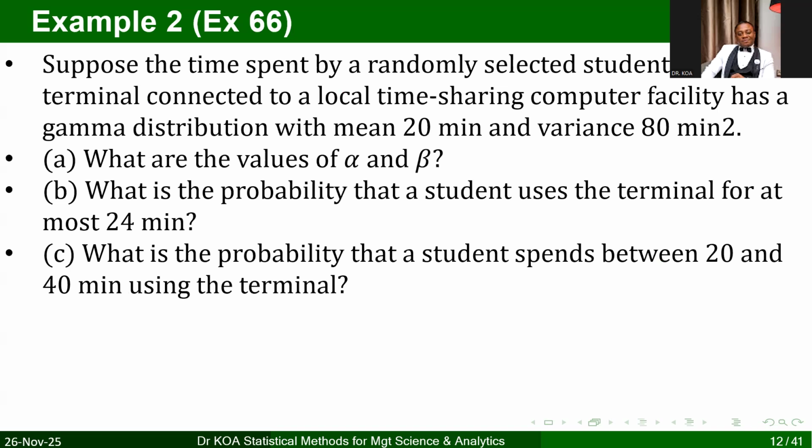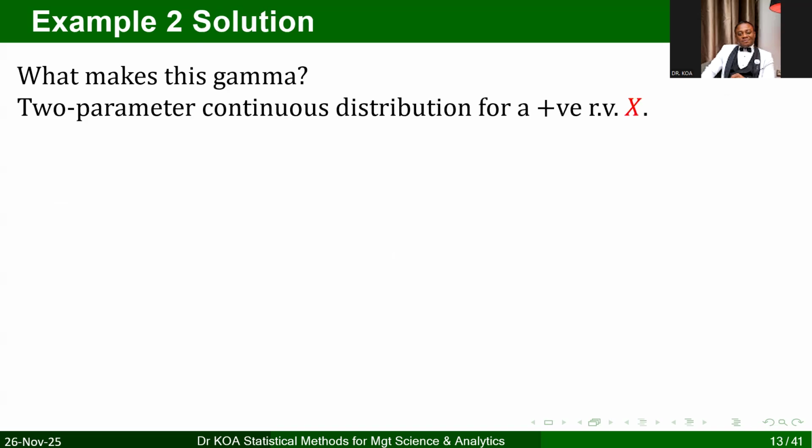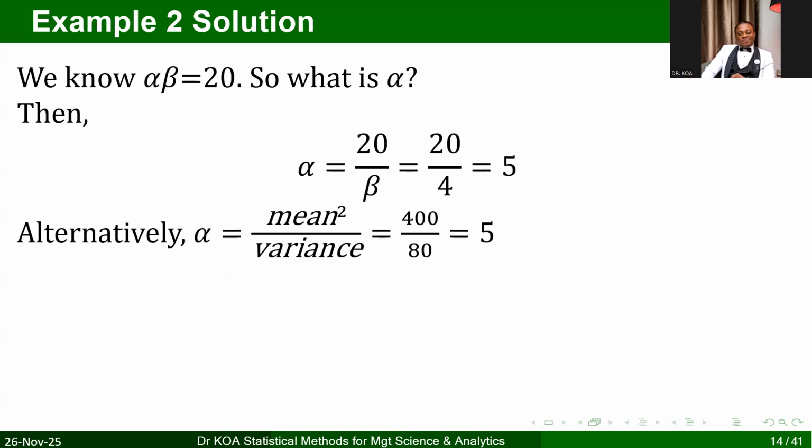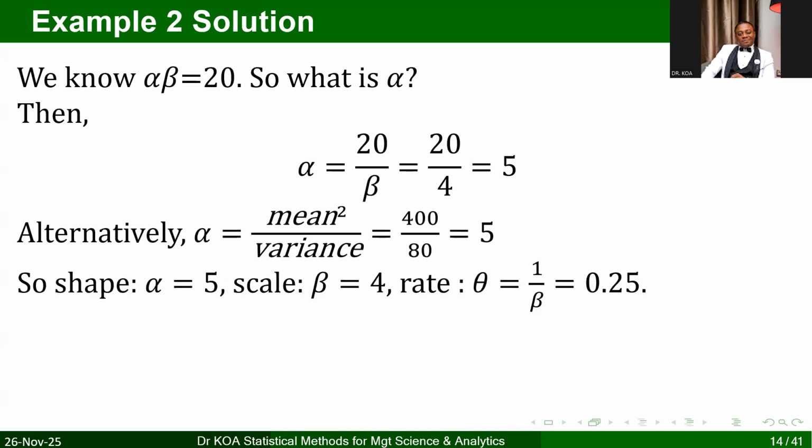Okay. What is the probability that a student uses the terminal for at most 24 minutes? Now that you know the values of alpha and beta. First of all, let's go back to the solution that we had here. So this was the alpha being 5 and then the beta being 4. So we have the element. Alpha is 5, beta, which is the scale, is 4. And you can find the rate, which is just 1 over the beta. The rate is theta, which is 0.5.